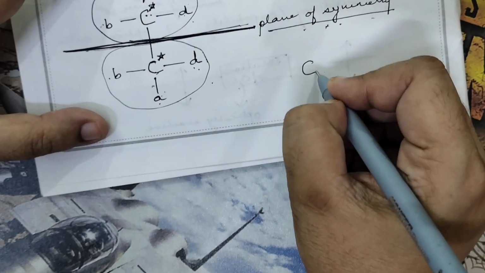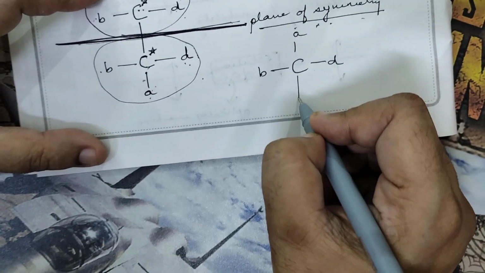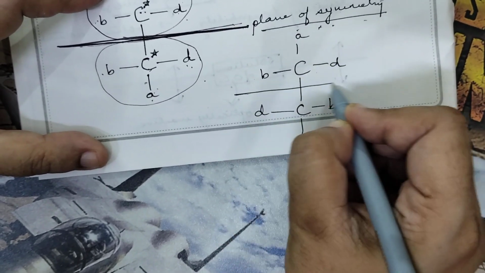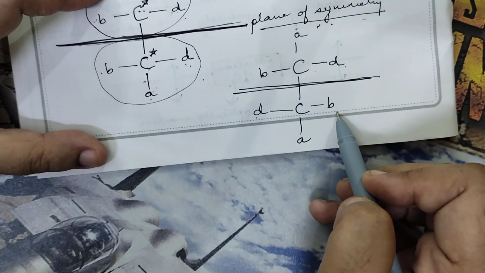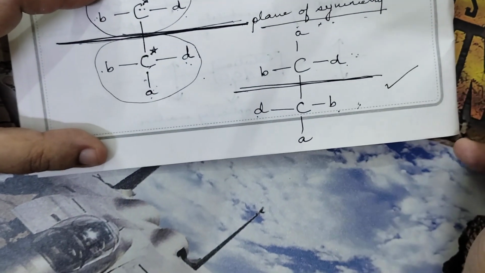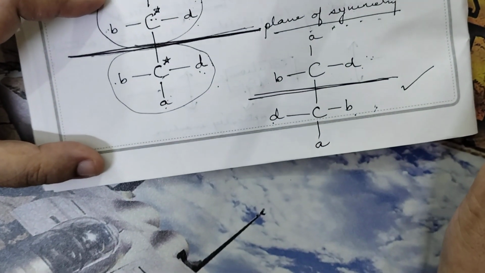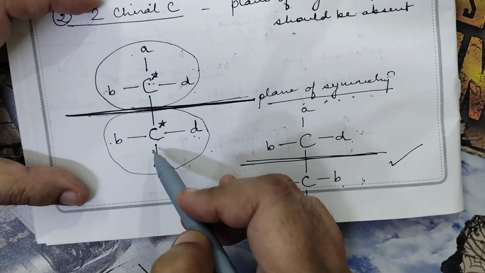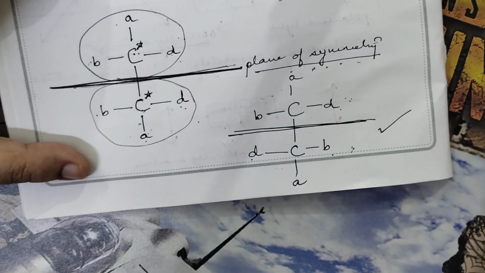For example, if the compound is like this, A, B and D, and in this part it is D, B and A. So if you divide it now through this plane, then B के सामने D आ रहा है और D के सामने B. That is, these two are not identical halves. Then this will exhibit optical isomerism. That is, I am saying that plane of symmetry should be absent. Means there should be no such plane which could divide the compound into two identical halves. If it is not dividing it into two identical halves, it is perfectly okay.